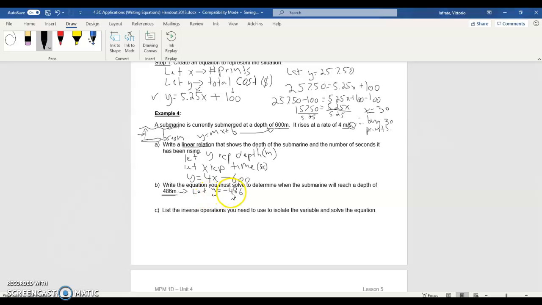So what we're going to do is put that into our equation that we came up with. We're going to write negative 486 is equal to 4x minus 600. And now we're simply going to solve for x, our time, by using inverse operations and isolating for the variable. So we'll do negative 486 plus 600 is equal to 4x minus 600. And the reason I did plus 600 on the other side is because I have to do plus 600 here to get rid of the 600.